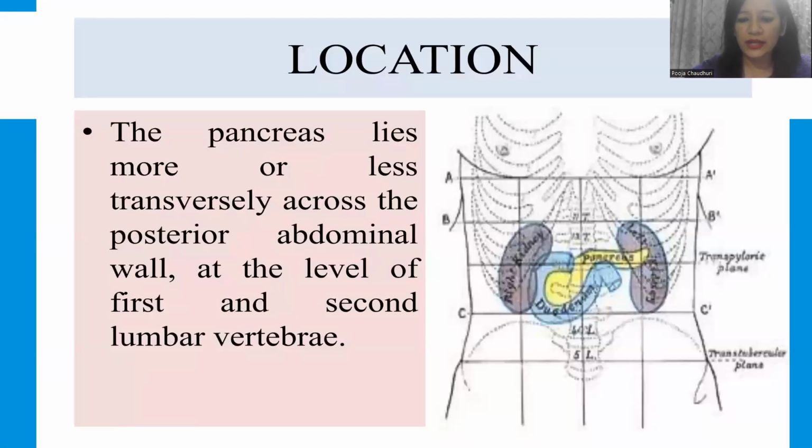Let's check the location of the pancreas in the abdomen. The pancreas lies more or less transversely across the posterior abdominal wall at the level of the first and second lumbar vertebrae.